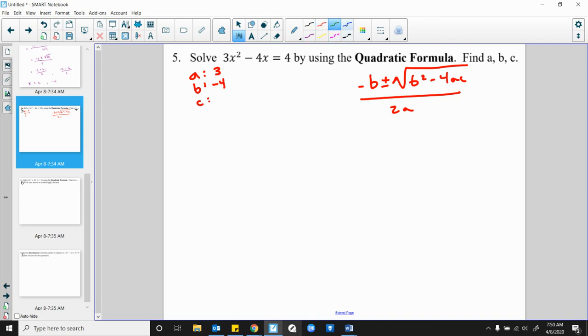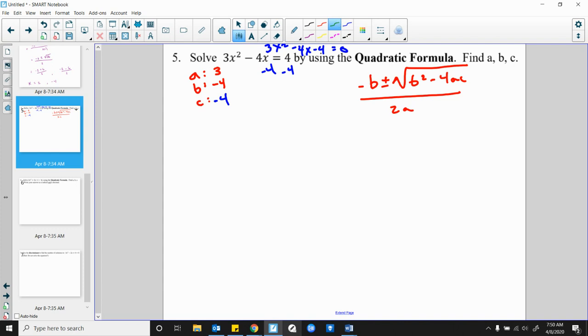Now, I went a little bit too fast here. We're going to have to take this 4 over. And to take this 4 over, we're going to have to subtract 4, and it's going to end up being 3x squared minus 4x minus 4 equals 0. So my c value is also going to be negative 4 there.